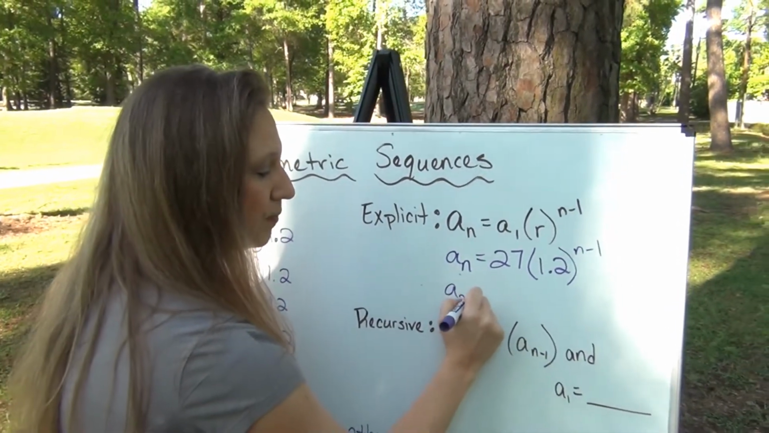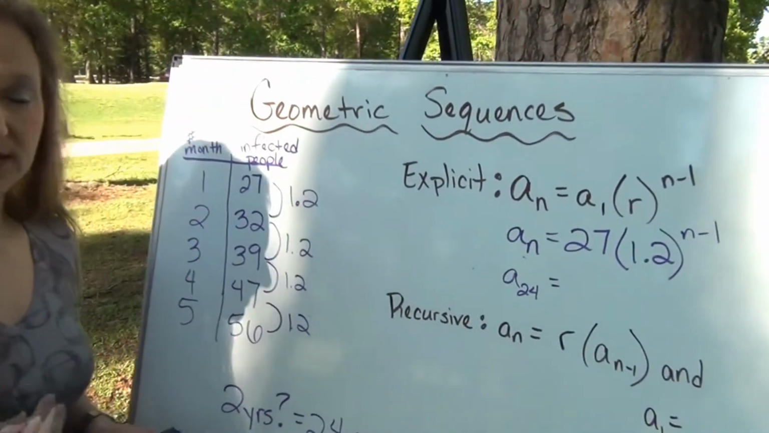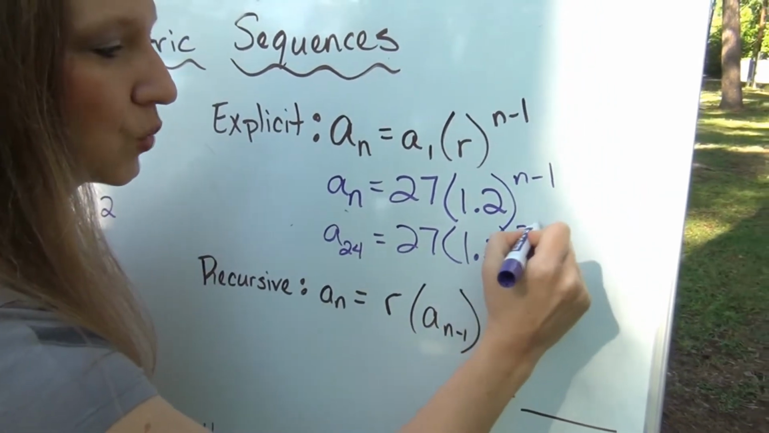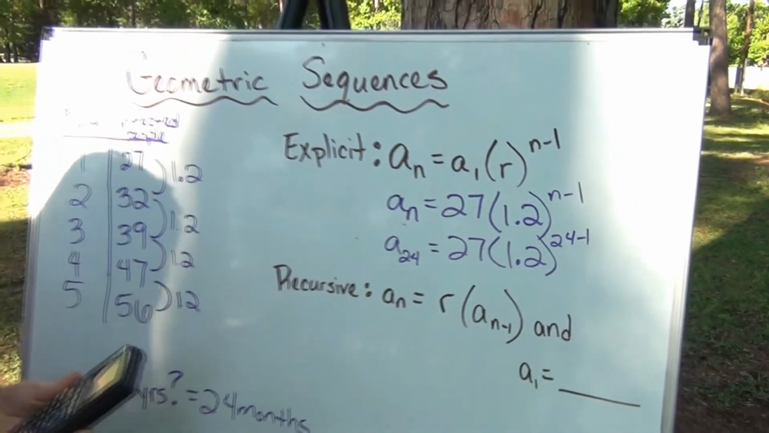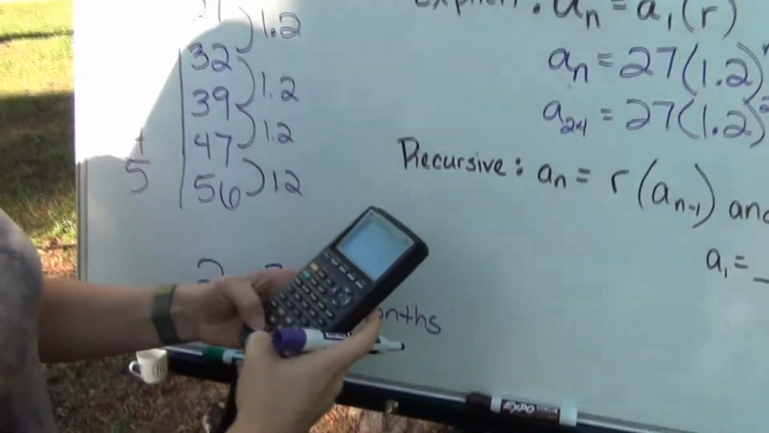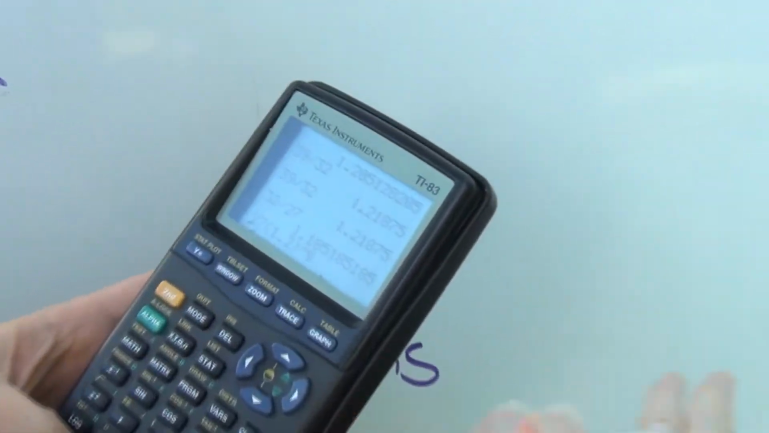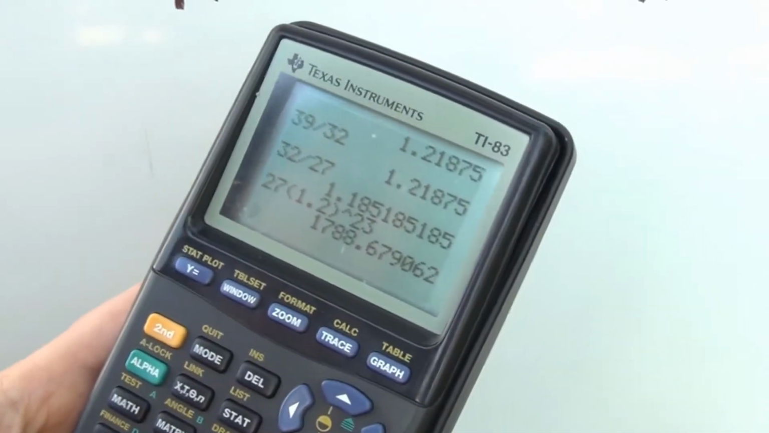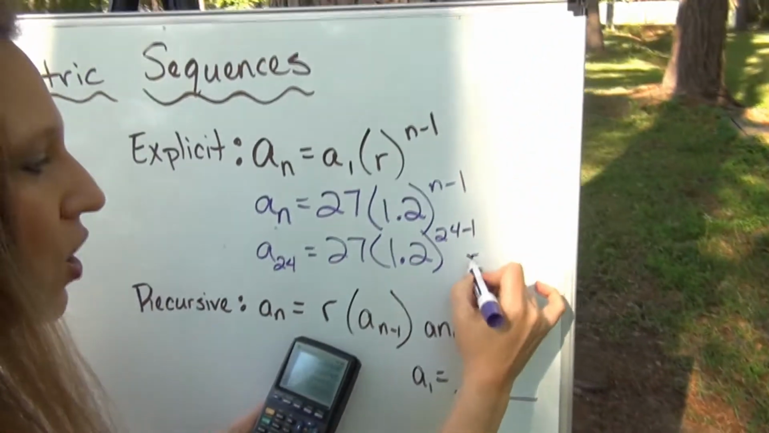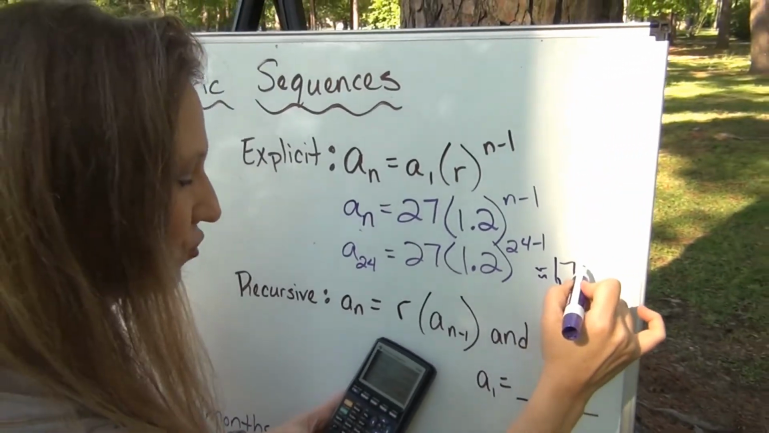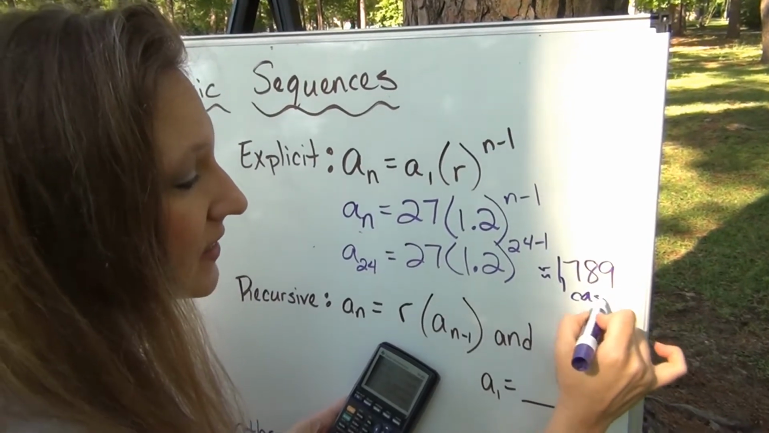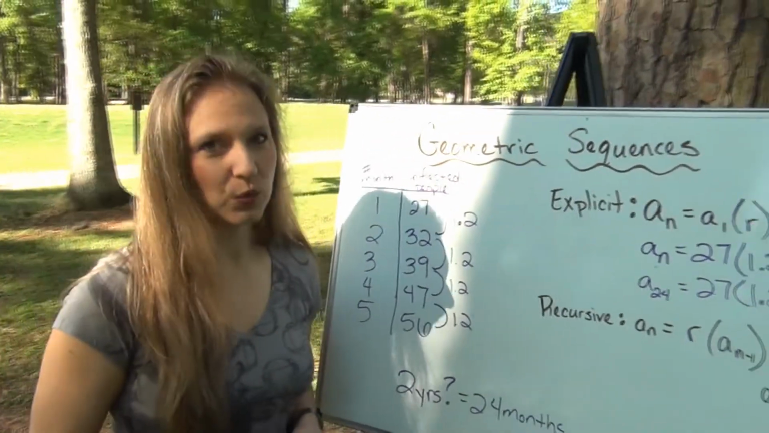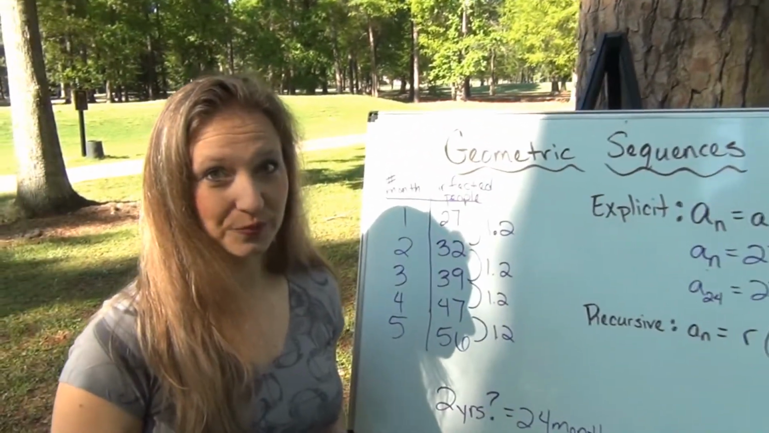Now, if I want to figure out in month 24 how many cases of this disease I expect to find, if it continues at this rate, I'm going to plug in 24 minus 1. So I'm going to type into my calculator 27 times 1.2 raised to the 23rd power. And I am estimating 1,789 cases in only 2 years. This is obviously some kind of virus. We need to figure out a plan to get it under control.